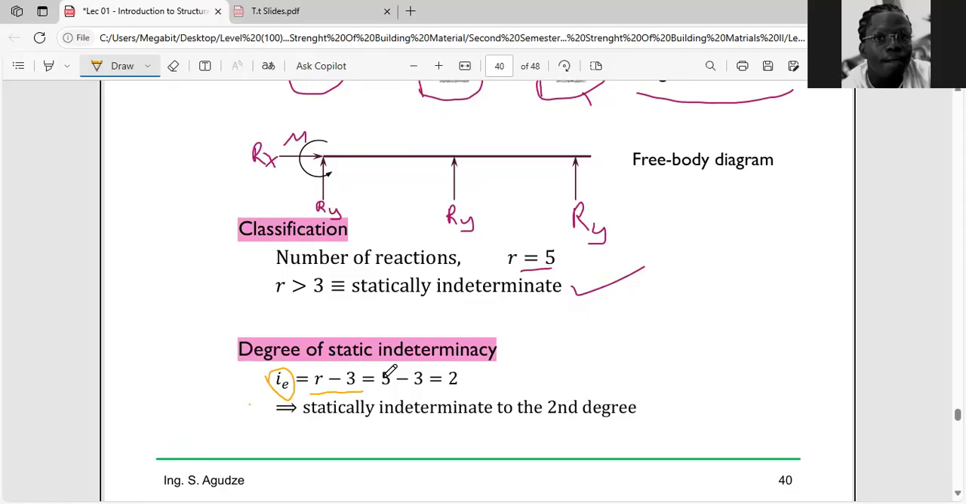For finding the degree of static indeterminacy in a case where there is no equation of condition in the problem, we apply the lesson learned from table 1. In this case, our degree of static indeterminacy is equal to R minus 3. Our R over here is 5, so 5 minus 3 is equal to 2. At the end of the day, the structure becomes statically indeterminate to the second degree.